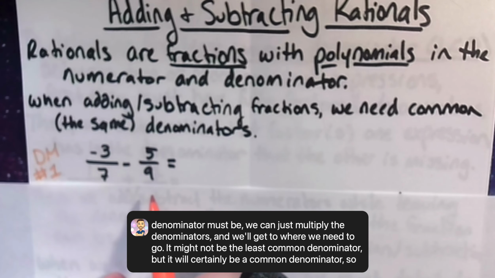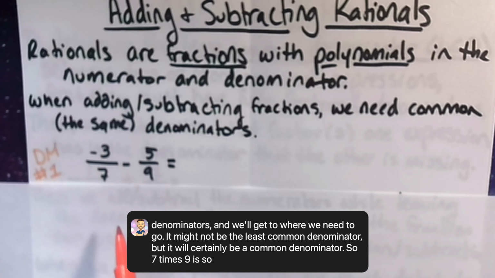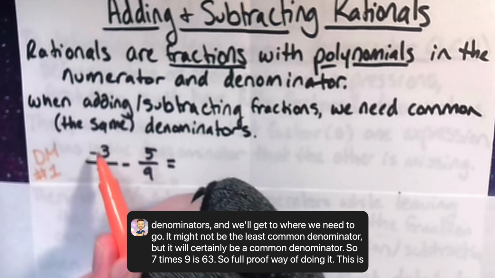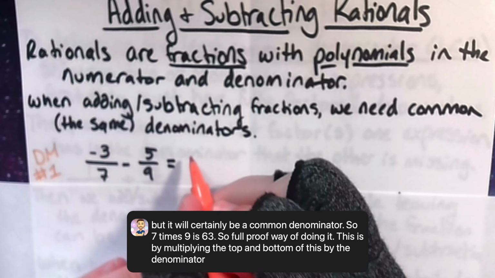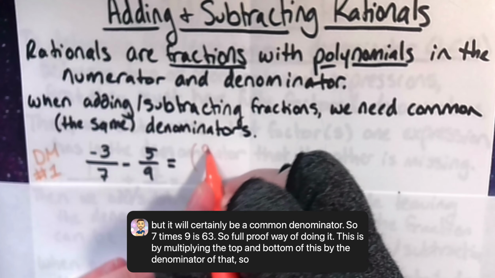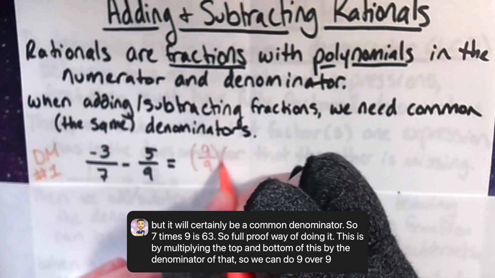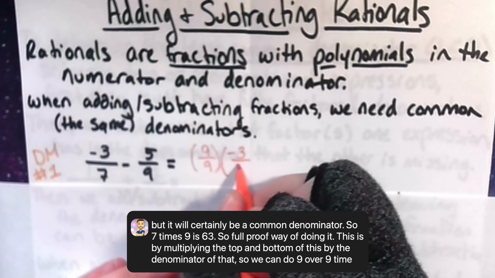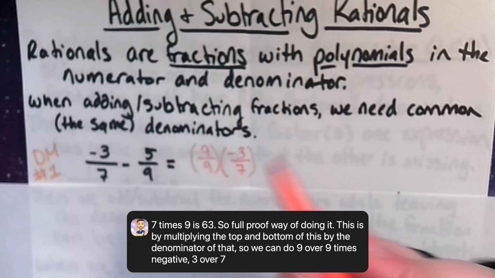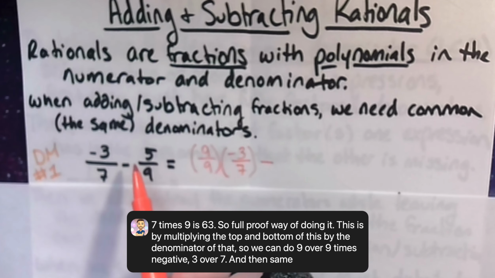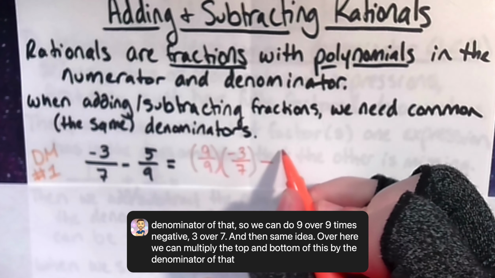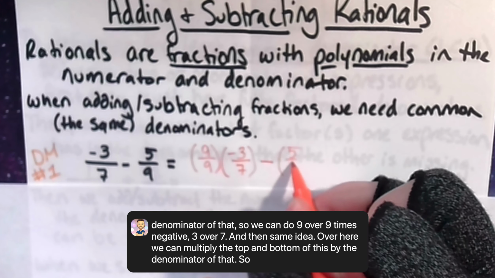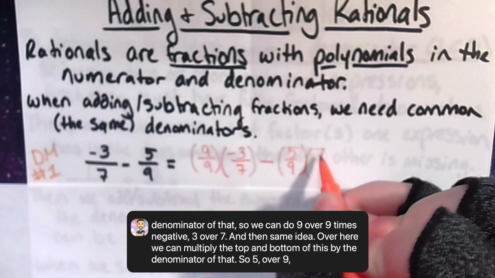So 7 times 9 is 63. So a foolproof way of doing this is by multiplying the top and bottom of this by the denominator of that. So we can do 9 over 9 times negative 3 over 7. And then same idea over here. We can multiply the top and the bottom of this by the denominator of that. So 5 over 9 times 7 over 7.